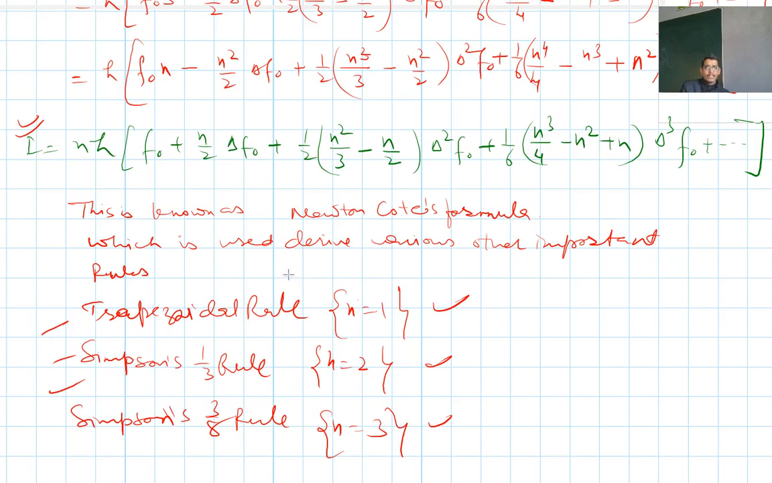So in the next lecture I will talk about how the trapezoidal rule can be derived using the Newton-Cotes formula, and in the earlier lecture I talked about the derivation of the trapezoidal rule by a simple method, right? So that's all for today's lecture.